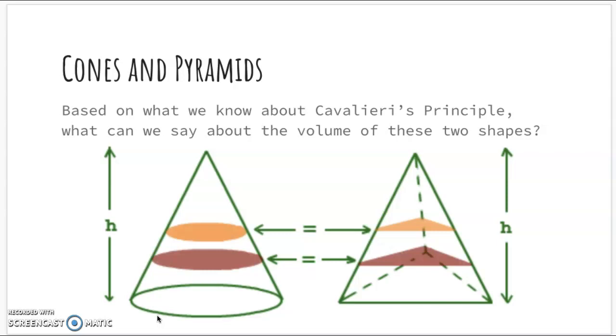All right, so hopefully you're remembering that stack of coins that we looked at with Cavalieri's principle. We know that if the cross sections have equal area, as you stack them, you'll end up with equal volume. If all of your cross sections have equal area, then your total volume will be equal. So the volume of these two shapes should be equal since all of their cross sections appear to be equal and they have equal height.